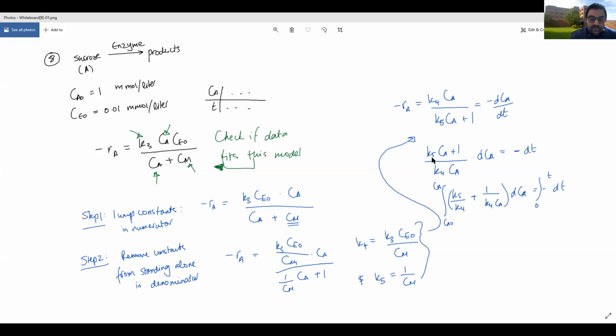And then we had to integrate because we're using the integral method. So I separated the variables. I put all the CAs on one side with dCA and the dTs on the other side. And once we got to this point, let me open the second whiteboard here.